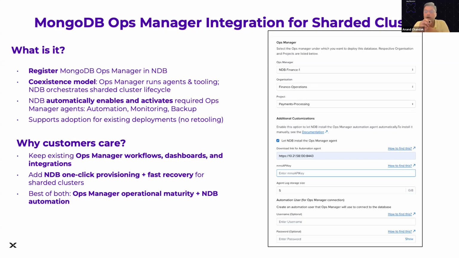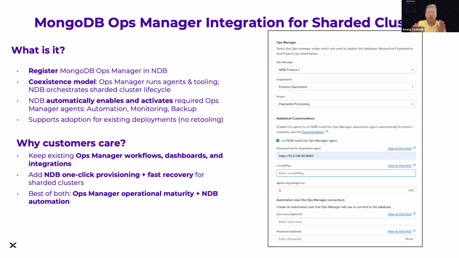Right. So without further ado, let me walk you through some of the key capabilities that we introduced in 2.10. And I'm super excited about this. Right. So the first up is the Ops Manager integration for sharded cluster. Many of our enterprise MongoDB customers are already running Ops Manager. It is managing their agents, their monitoring, their existing integration. And one of the key requests that we heard from them is, when NDB comes in, how would these two work together?